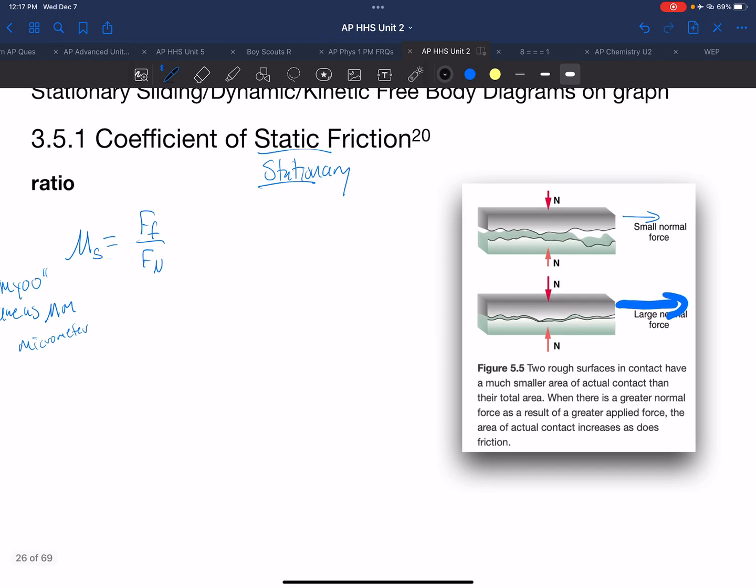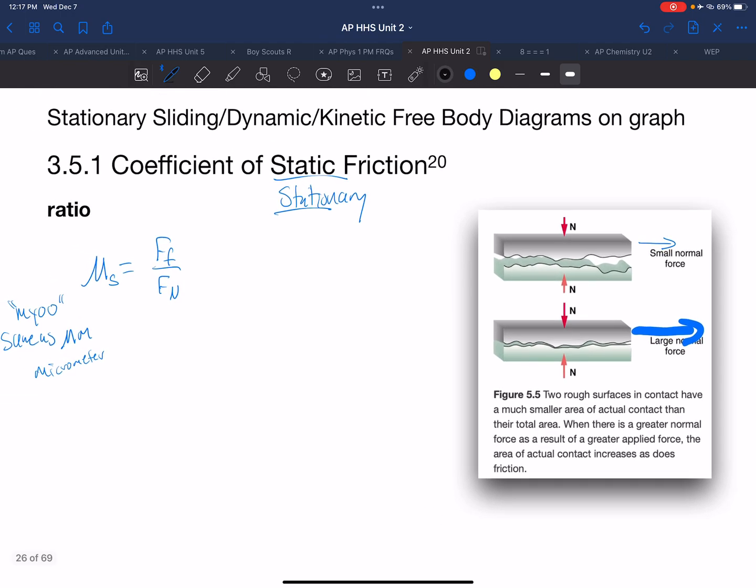Another way, we can take this ratio of mu s and rewrite this equation such that force of friction is mu times the force normal. And in this form, we can see in this relationship that if we double the force normal, we will double the force of friction. Increasing the force normal will increase the friction. And this mu s is unique to every pairing of materials.